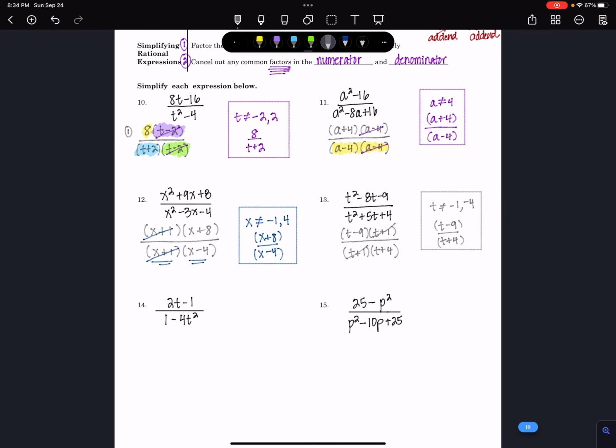Now what I'd like you to do is turn your paper over. I want to talk about an idea here. If I have a plus b over a plus b, those are common factors, and that would be 1. If I have a plus b over b plus a, that's the same thing as a plus b over a plus b, and that's equal to 1.